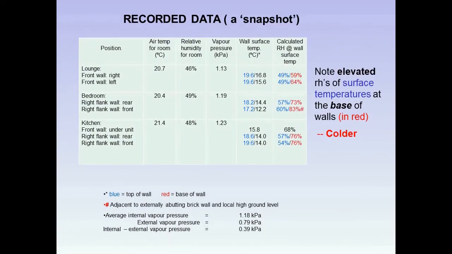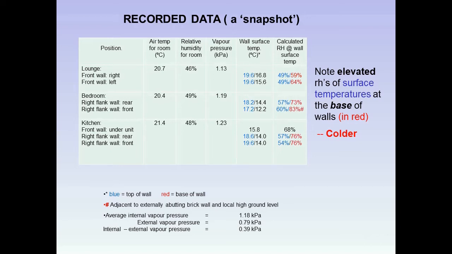Recorded data. This was from a snapshot. We've got this data. We've measured the air temperature, relative humidity and vapor pressures, and we have the wall surface temperatures and the calculated relative humidity at the surface temperature. Notice at the base of the walls it's getting over 70. In one case, in the bedroom, it was over 80. Why? The base of the walls are colder. We can see that from the wall surface temperatures.